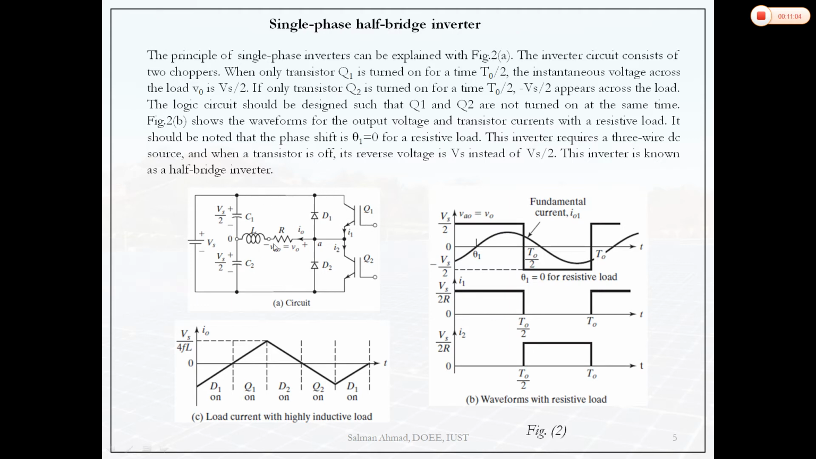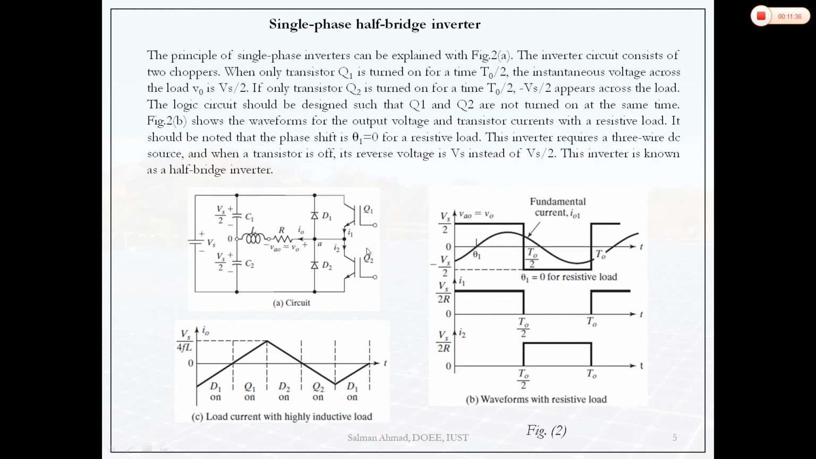In an RL load, you know that the current lags behind because of the inductive effect. So for some time Q1 will take the current, and at other times the current will flow through this diode. This is the freewheeling diode. You can see here that the output voltage, if we plot VAO, is Vs by 2.